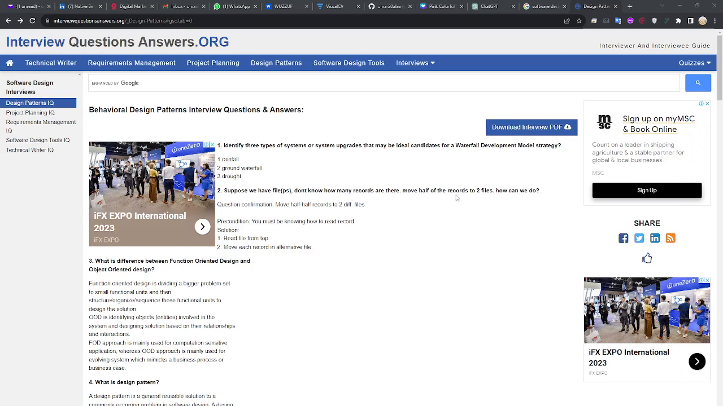Move half of the records to two files. How can we do this? Question confirmation: move half of the records to two different files. Precondition: you must know how to read a record. Solution: read the file from the top and move each record to an alternate file.